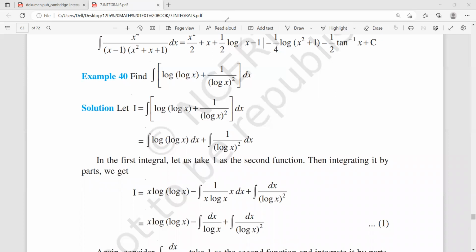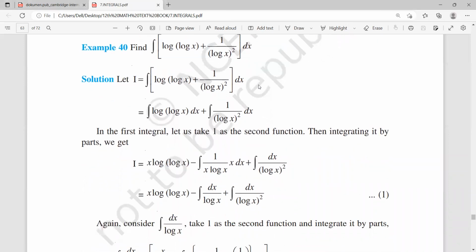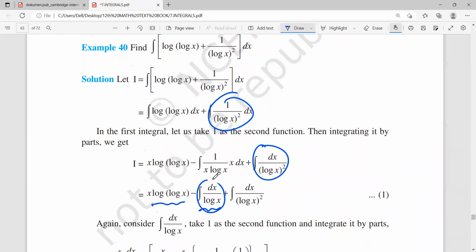But what he did here, you can also observe. He has taken the first function and he integrated the first function. He did not touch the second function; the second function he kept as it is. Because once you differentiate it, if you integrate again, then you are going to get this term, and automatically that gets cancelled. That's the idea there.